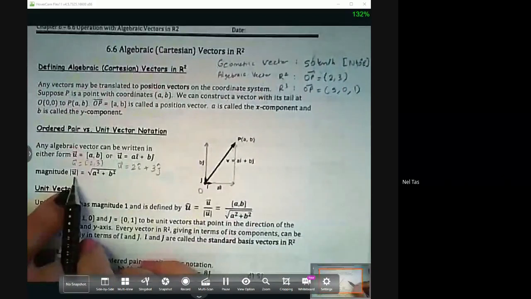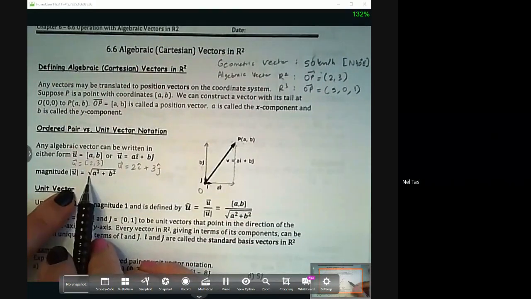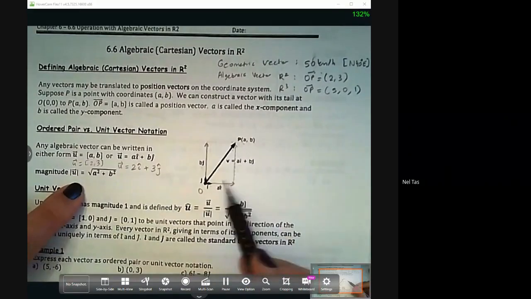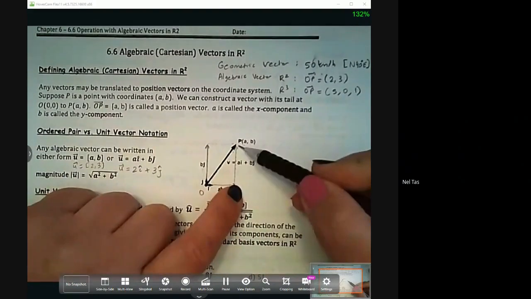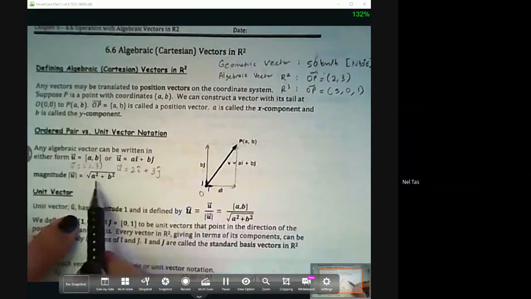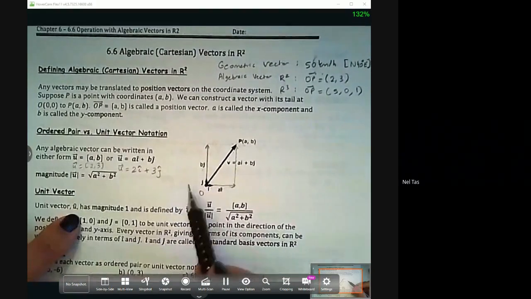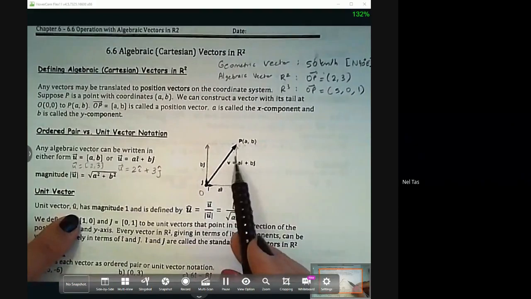So how can we calculate the magnitude of that position vector? So you can use just simply Pythagoras, and this side is a, this side is b. So square root of a squared plus b squared will give you the magnitude of OP vector.